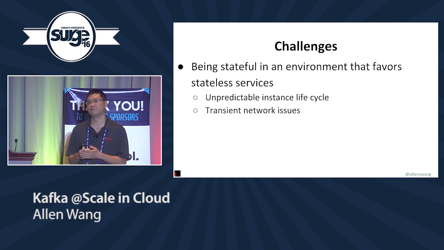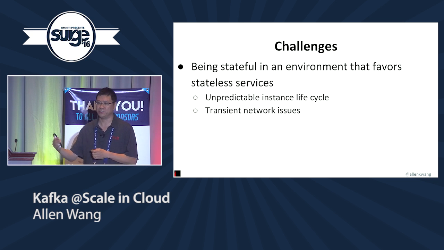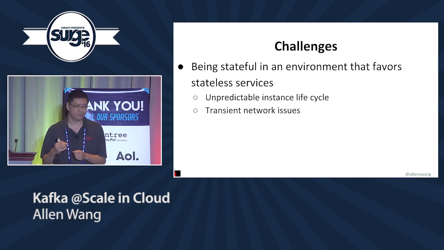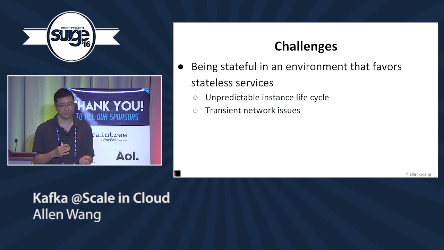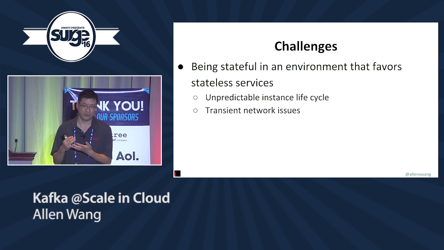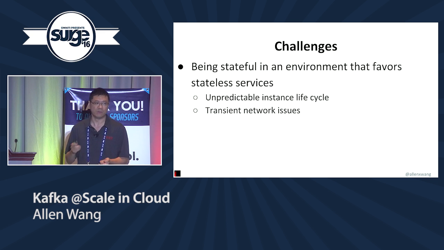And we have also seen plenty of transient network issues in AWS. Clients sometimes may have sudden connectivity issues to our brokers, and there might be a sudden surge of networking latency. I think for Kafka, it still has a long way to go to be more resilient to this type of soft failures.